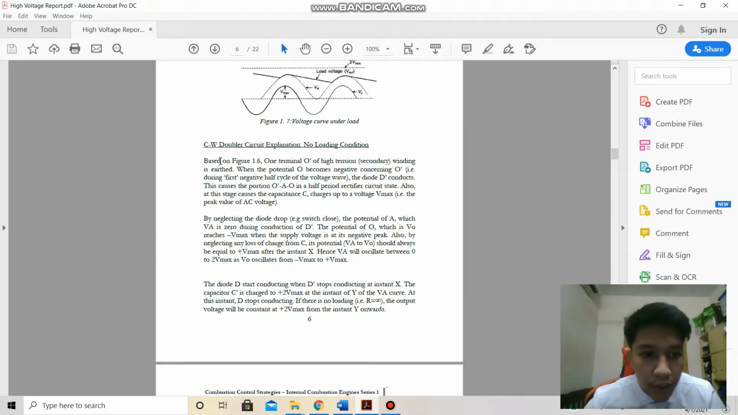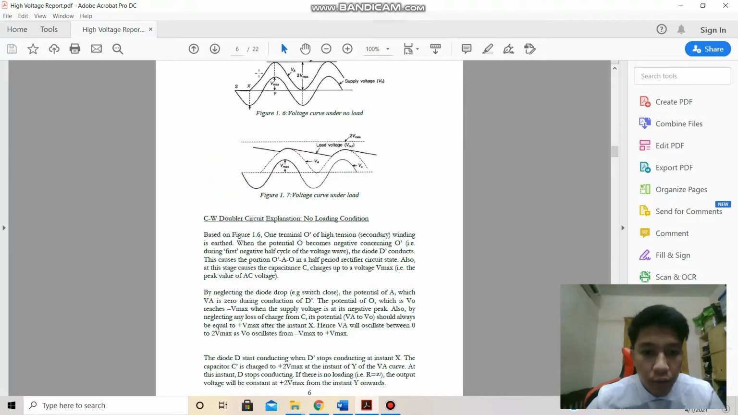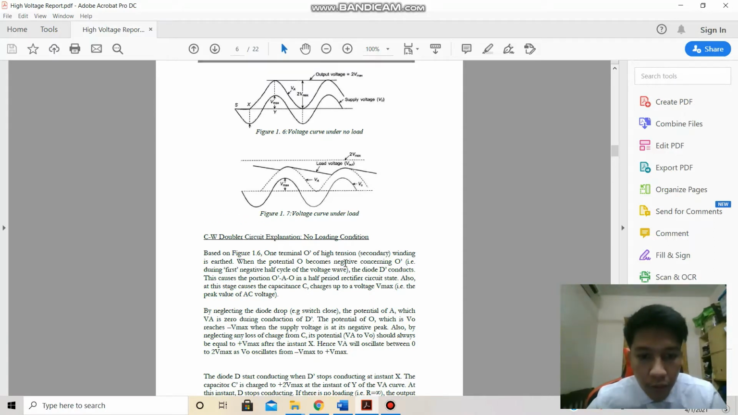Okay, for the loading condition, based on figure 1.6, there is no load. The terminal O of the high tension secondary winding is earthed. When the potential O becomes negative, during the first negative half cycle of the voltage wave, the diode D conducts.